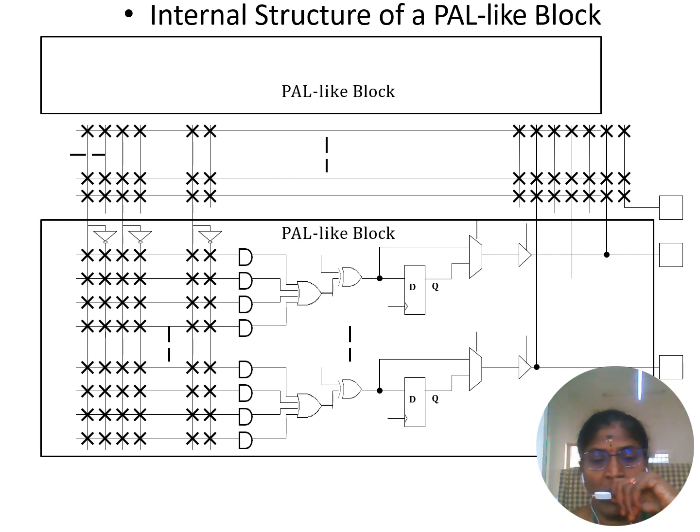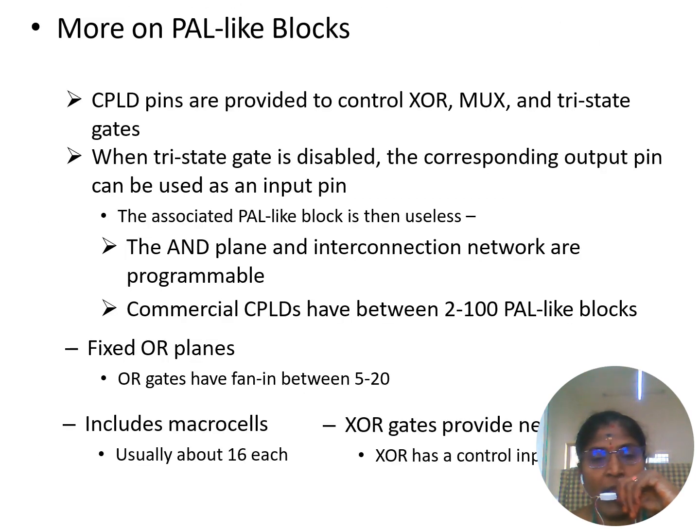This is the programmable AND plane. This is the fixed OR plane. The OR plane output is connected to the macro block. So the whole arrangement we call a PAL-like block. So the next one, what are the elements present and advantages of the PAL-like blocks? CPLD pins are provided to control exclusive OR, macro cells and tri-state gates. When the tri-state gate is disabled, the corresponding output pin will be used as an input pin. So the associated PAL-like block is then useless.